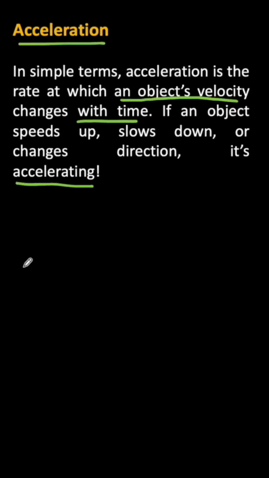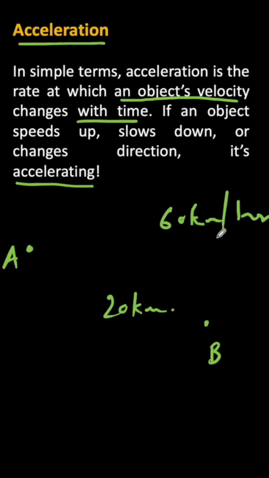Suppose you are driving your car from point A to point B. When we drive, say it is some 20 kilometers between A and B. When you are traveling in the car, sometimes when the road is free, it accelerates with a good speed, maybe 60 kilometers per hour, and then suddenly somebody crosses the road and you reduce the speed to say 20 kilometers per hour.